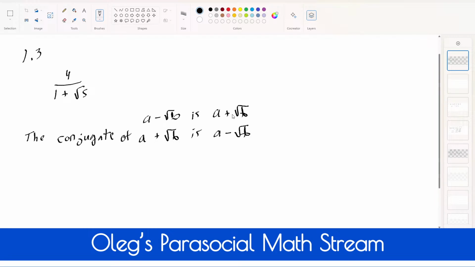Just change the sign. Okay? Alright, here we go. So let's do that. Top and bottom, that rule remains. So the way you do it, remember, you have to spread it out. So 4 times 1 is 4. Negative root 5 is going to be 4 root 5. And then we're going to say bottom is 1 times 1 is 1. And we're going to say 1 times root 5 is root 5.